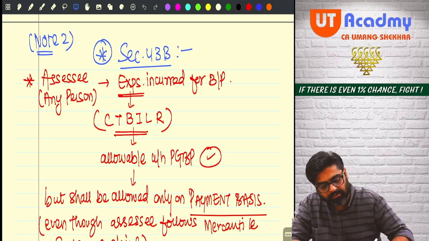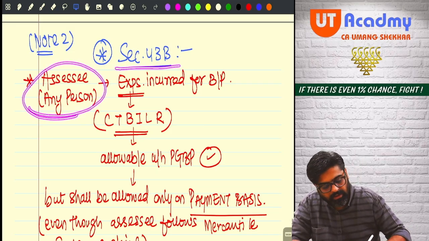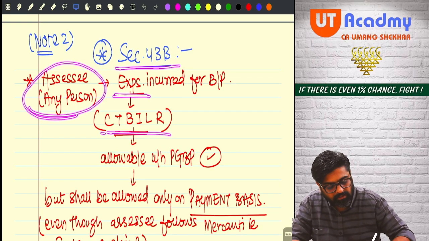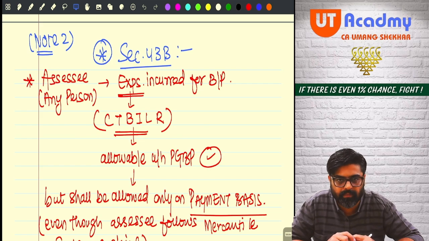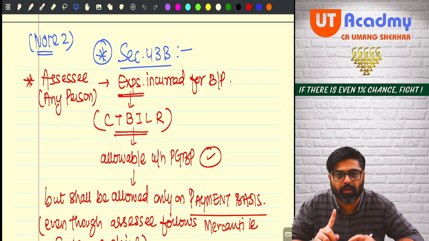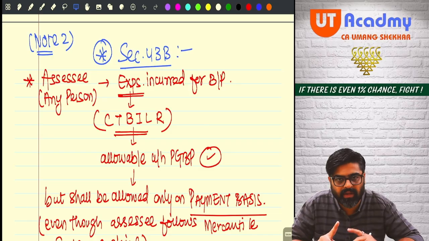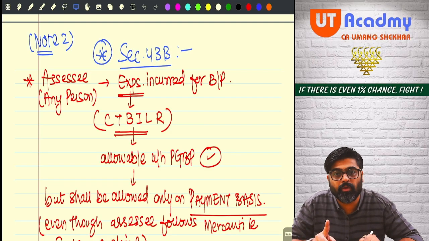See, 43B says that if you are an assessee, you are incurring following expenses: C, T, B, I, L and R. C for contributions to approved superannuation fund or RPF, ASAF or RPF of your employee, or contributions to approved gratuity fund of your employee. That contribution is your expense because you are contributing that amount for the employee. That is your expense which will be allowed as a deduction under PGBP head.